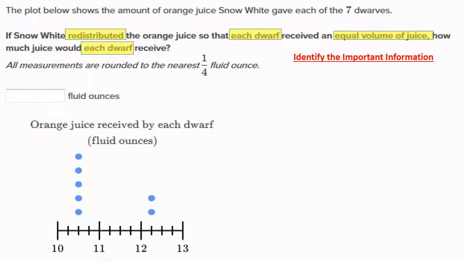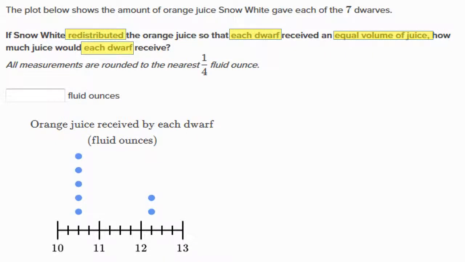Now we understand what the problem is, we need to develop a plan. Well, if you visualize this, you'd think Snow White poured juice into 7 different glasses. Then she noticed that they were of different values. We had 5 of them that were 10 and a half fluid ounces, and we had 2 of them that were 12 1/4.